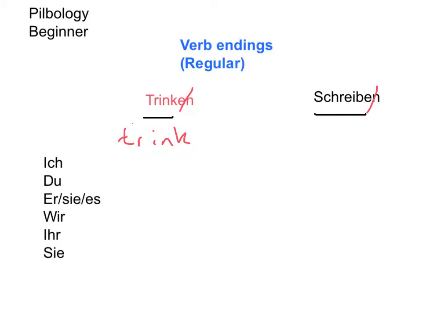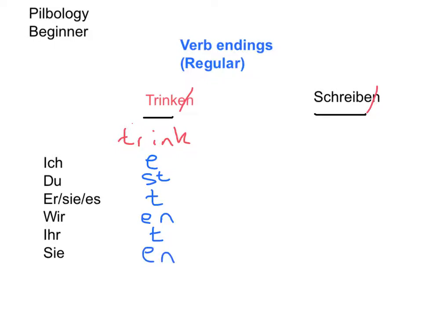For ich, you would add an e, du, st, sie, es, he, she, it, t. Wir has an en, so trinken. Ihr, you plural, adds a t, ihr trinkt. And sie, so either polite form, so if you're talking to the mayor or to a teacher, you wouldn't say du, you would say sie. Or it also means they, as in Marta and Tim go swimming. They go swimming, which also has an en ending.